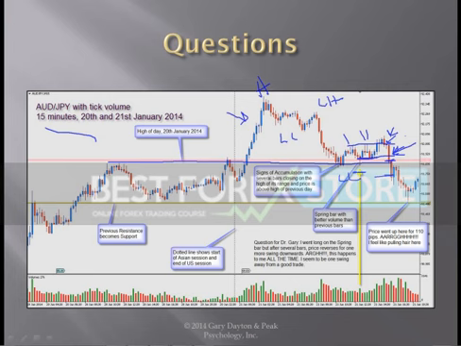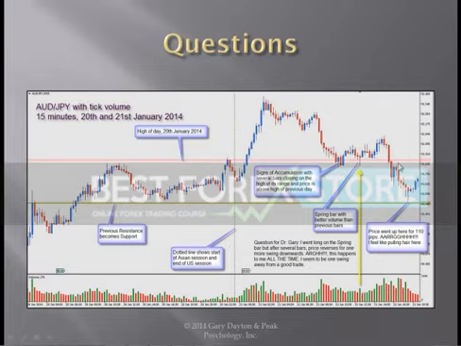Paul says, this is good seeing what others are thinking. Yeah. And Tong says it's a corrective ABC. You're right, Tong. It is an ABC up, but I'm not going to go into that in this because there's just too much information. But good observation there.